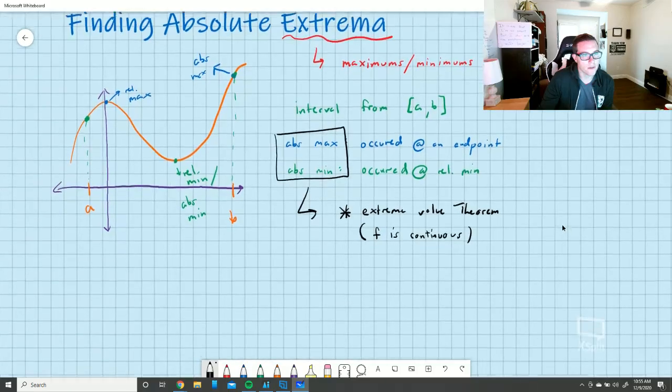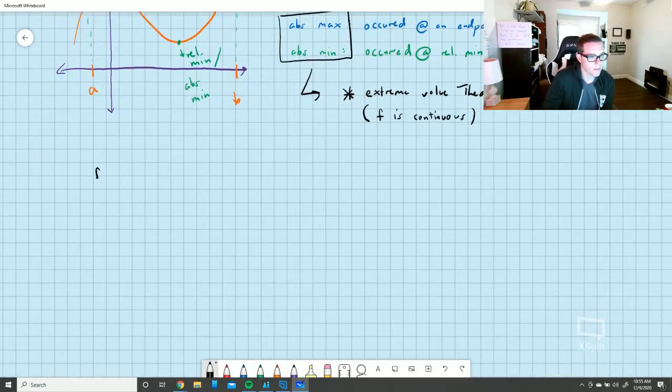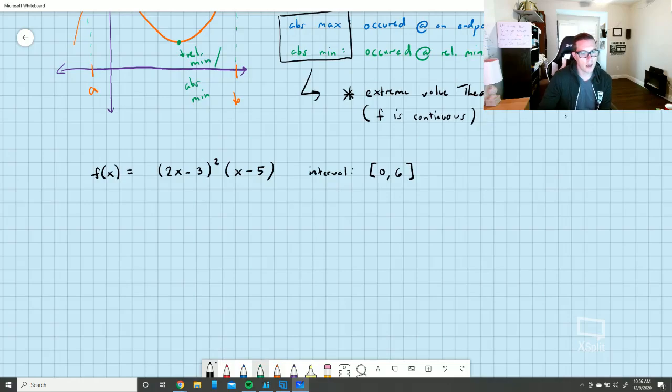So how is this helpful? If I give you a function, like the one I'm about to give you, 2x minus 3 squared times x minus 5, and I give you the interval, and let's say my interval is from 0 to 6, I may ask you to do something like find the absolute extrema. Okay, so how do we do that?